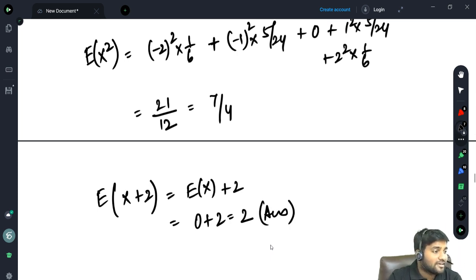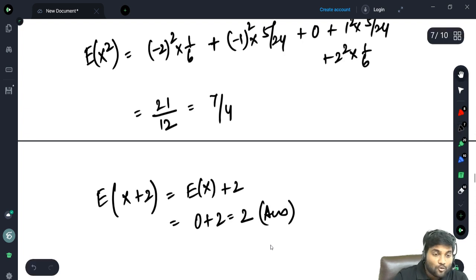Ek bar exam ka copy dekhe. 0 plus 2, 0. खो जाता है सब में वो लोग.